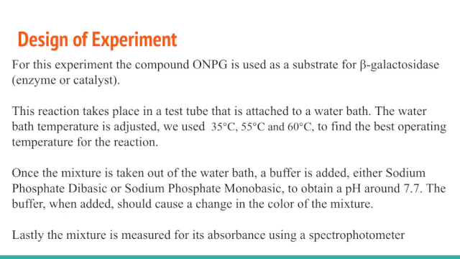Once the mixture is taken out of that water bath after you've given it sufficient time to sit, you're going to add a buffer, and this can either be sodium phosphate dibasic or sodium phosphate monobasic. And you're going to try to obtain a pH of around 7.7 or so. And when you do add this buffer, you should notice some sort of color change occurring. And you're going to quickly try to put this mixture into the spectrophotometer so you can get a good reading on the absorbance.